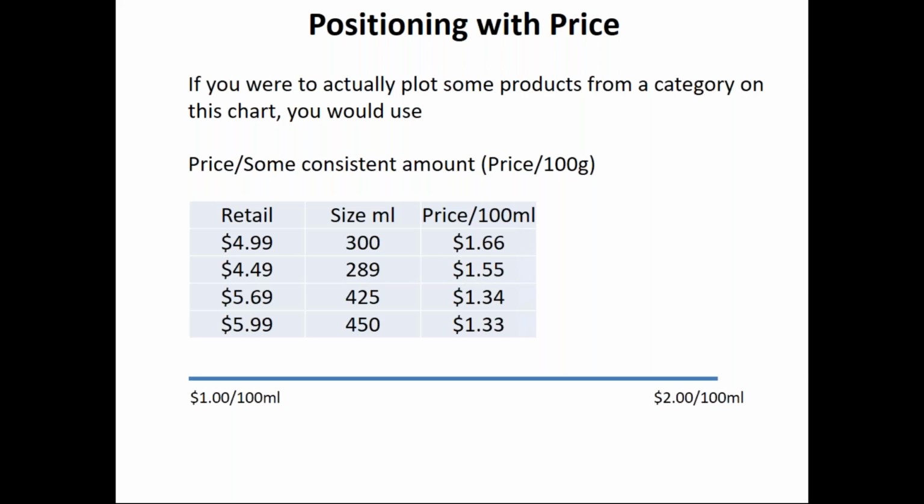So the one with the second lowest price point actually turns out to be the second most expensive. You can't just look at the price points, you have to look at the value proposition, and that's the conversion. We actually see that the one with the highest price point has the lowest price per 100 milliliters. So we make our axis go from, let's say, $1 per 100 milliliters up to $2 per 100 milliliters, and then we can plot these products along this chart based on that.